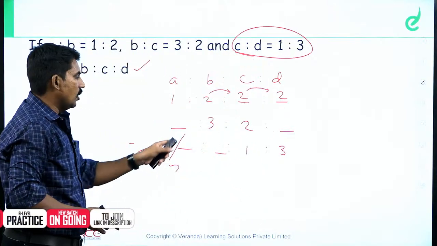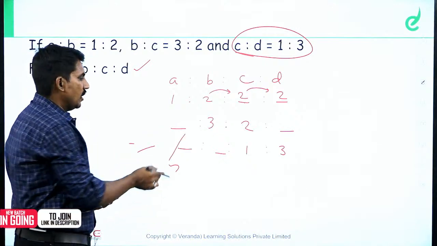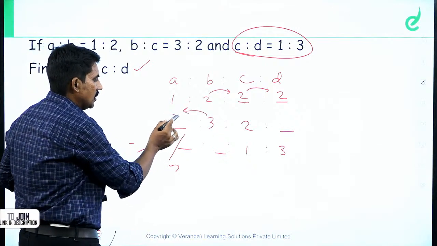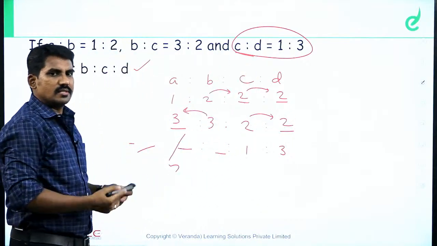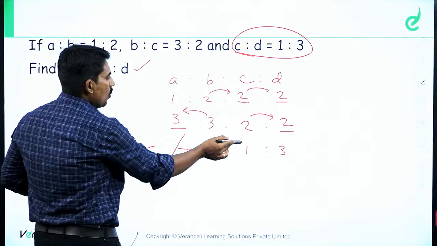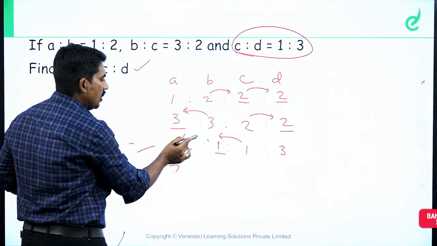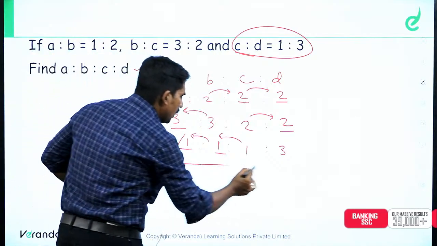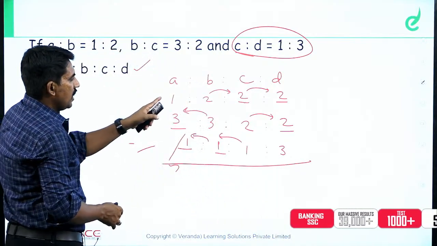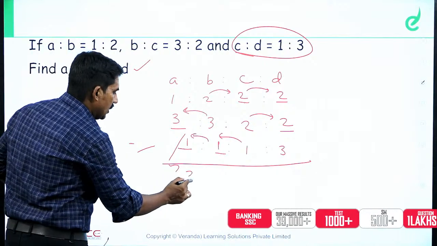Clear this? Now left side missing. Therefore, we can copy from this, 3. Right side missing. We can copy from this, 2. It's just like playing, right? Now here, 1, this is missing. Copy from this 1. Again, copy this 1. That's all. Right? Now, what is the value? Multiply everything. A is 1 into 3 into 1. That is 3.